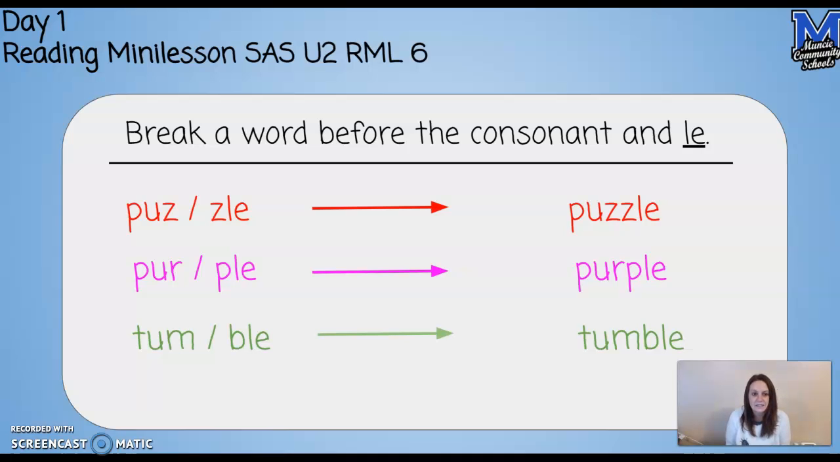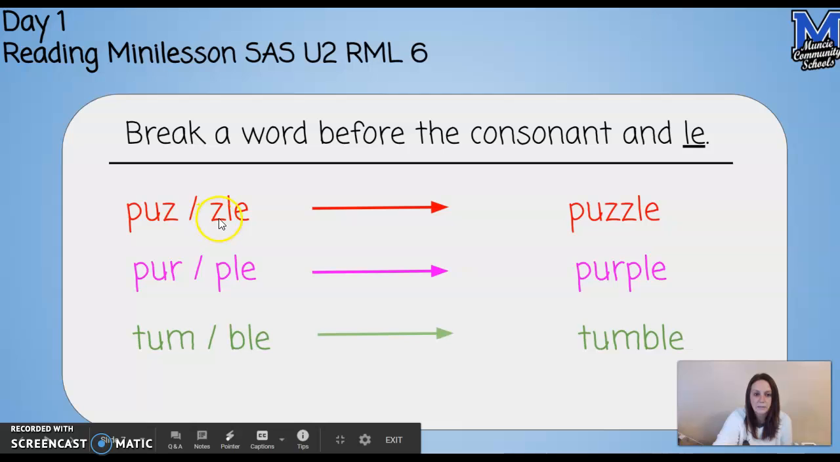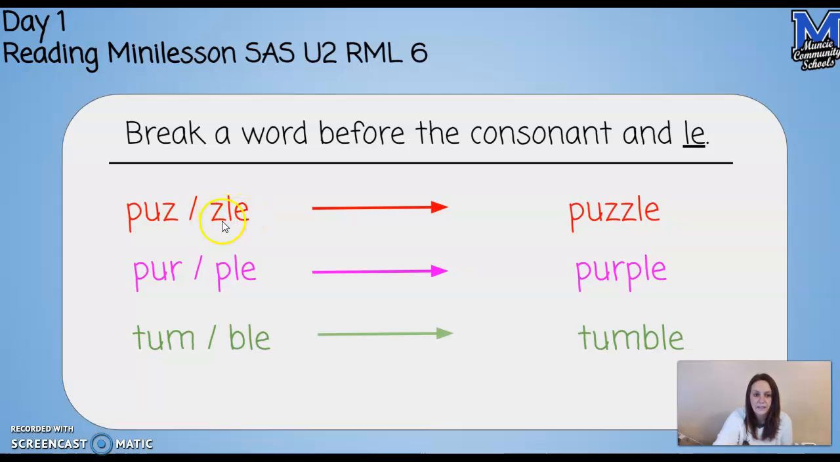Today in your mini lesson, you learned that you can break a word before the consonant and LE when you come across a word that you're unsure of that ends in LE. So for example, in the word puzzle, I would break it before the consonant and then the LE, and I could break it up and say puzzle.